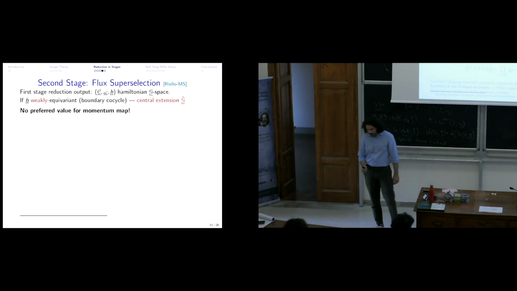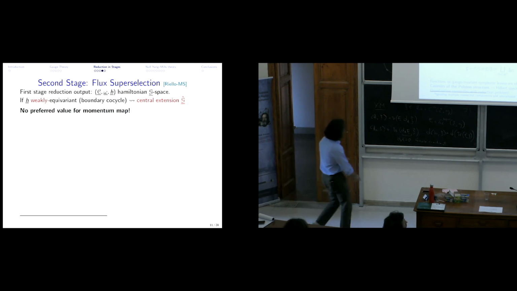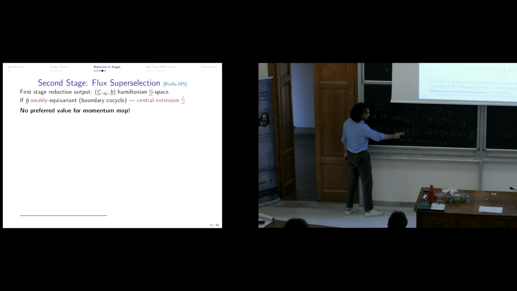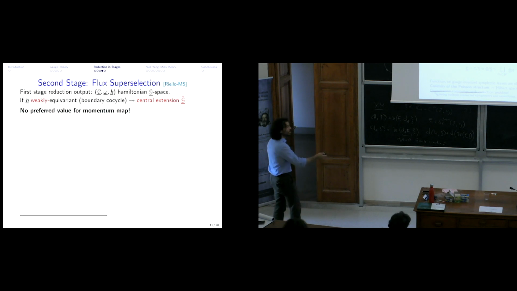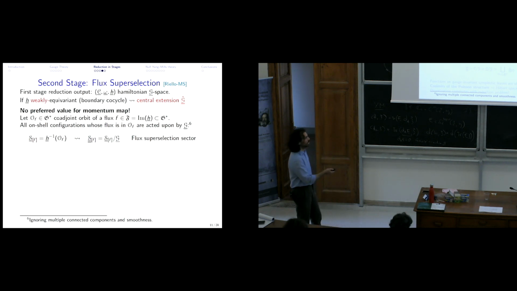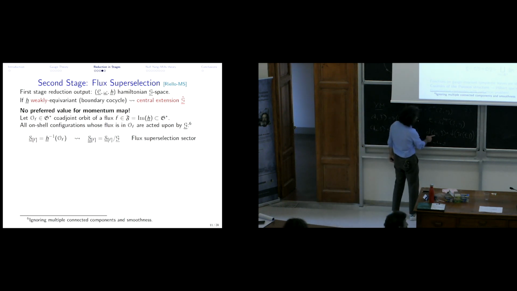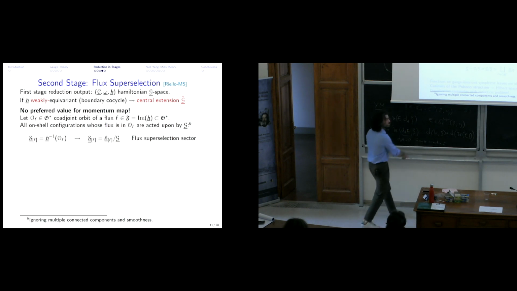The physical point here is this. Now, I do not have a preferred value for the momentum map. Remember, here, the momentum map has a preferred value, which is 0, because I want to fix the constraints. I want to say constraints are 0. Now, I don't have this anymore. So in principle, I have to look at more values than zero of this residual momentum map, which is small h.